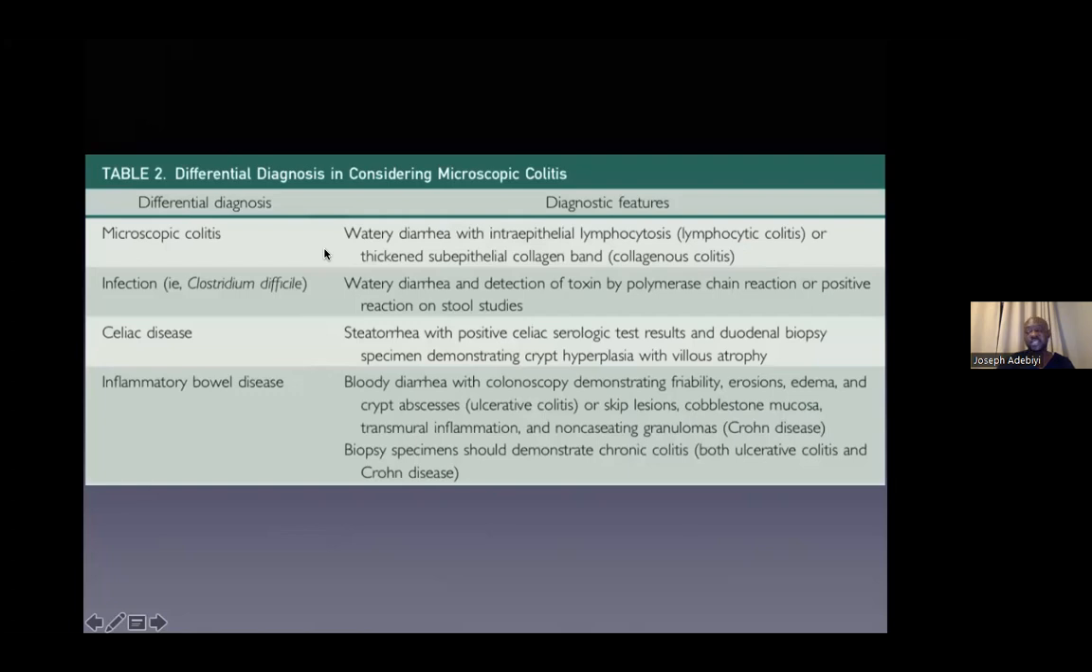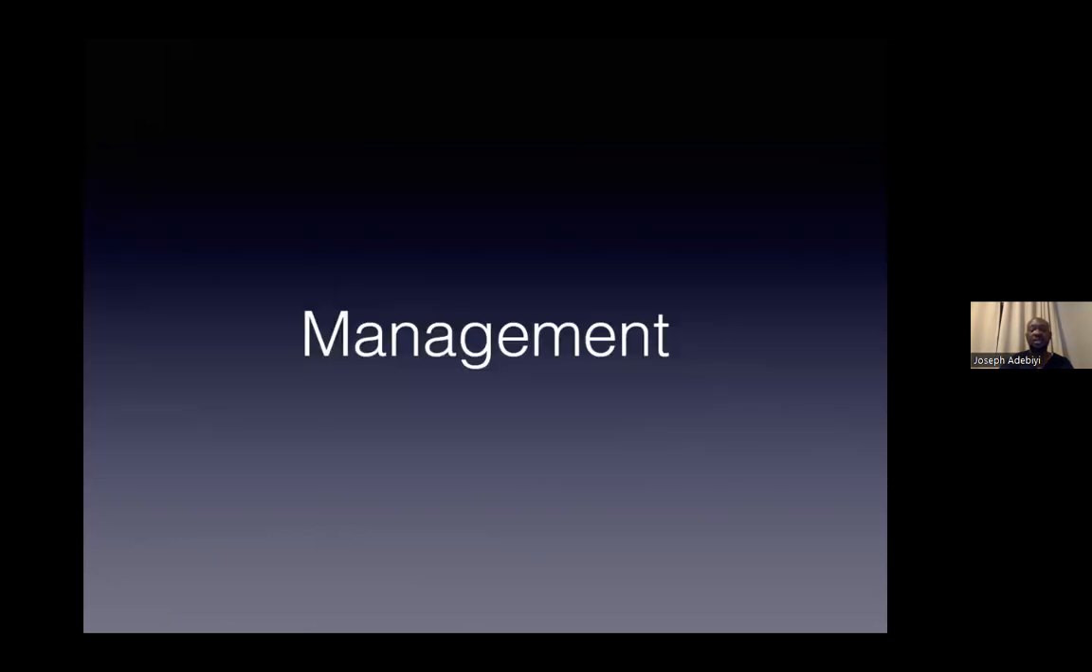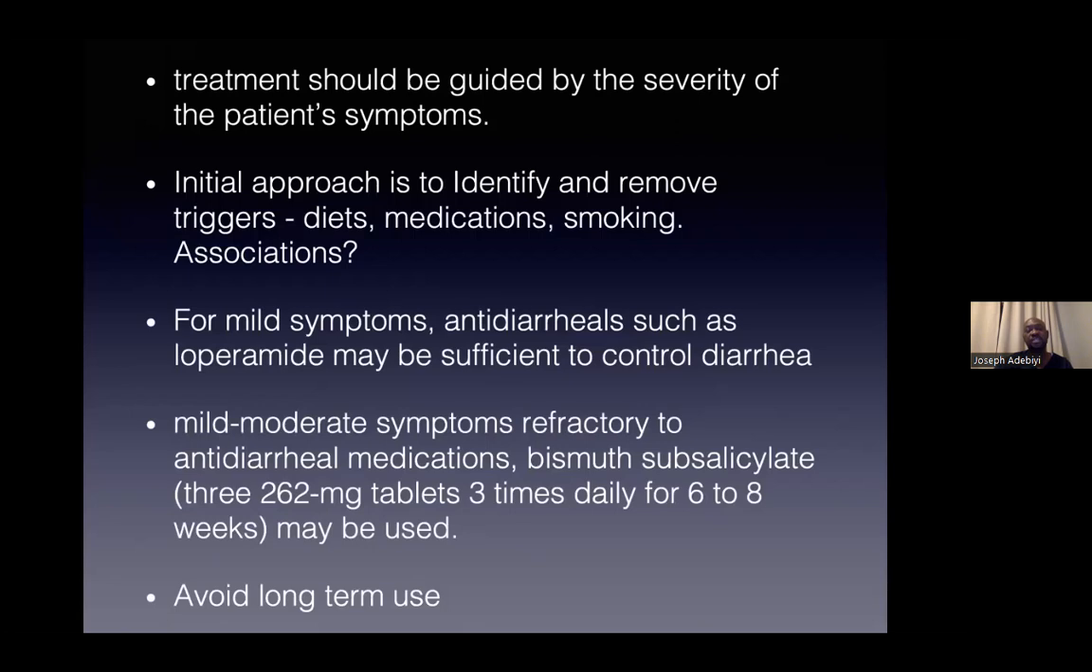Again, looking at the differential diagnosis for microscopic colitis, patients who have infective colitis usually have watery diarrhea, and you detect toxins when you examine the stools. Patients who have celiac disease have more steatorrhea, and you find positive serological tests. Patients with inflammatory bowel disease usually have bloody diarrhea. And if they have Crohn's disease, you may find granulomatous changes on biopsy. So how do you manage these patients?